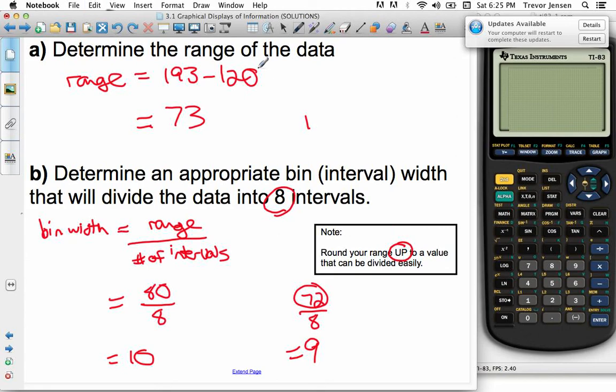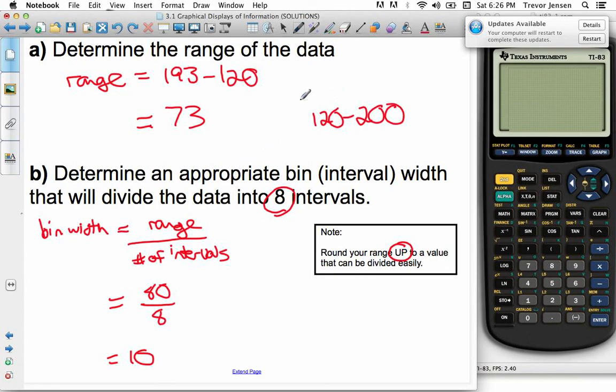So I rounded my range up to 80. The intervals are going to have a width of 10. It's now going to cover a range of 80. So it's going to go from 120 all the way up to 200.